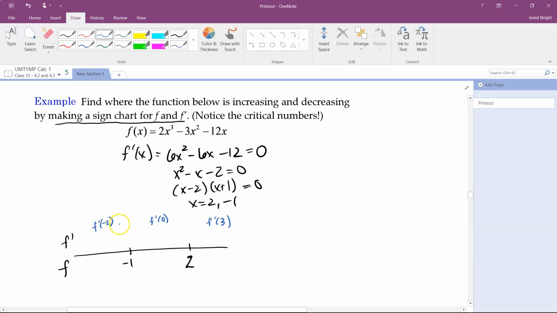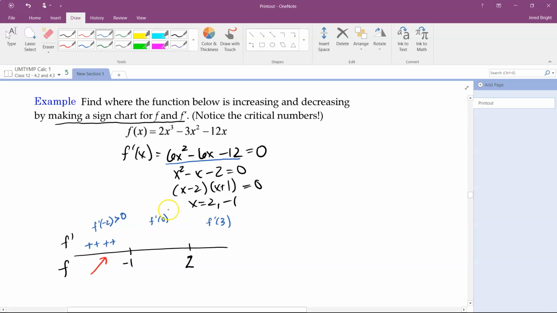Okay, if I put negative 2 into the derivative, which is right here, I believe I get a positive value, so it's bigger than 0. That means the first derivative is positive here, and consequently the function on that interval is increasing. Okay.